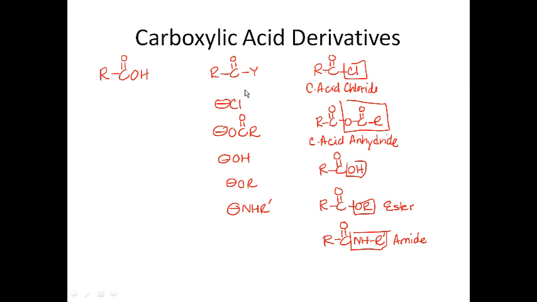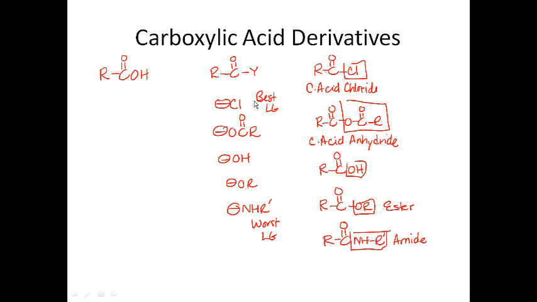A chloride ion is going to be the best leaving group. An N- is going to be the worst leaving group. And so as we go down the line, this would be a carboxylate, a deprotonated carboxylic acid. It's a little bit worse group than a chloride, but it's better than hydroxide. Hydroxide's better than alkoxide. Alkoxide is better than amide.